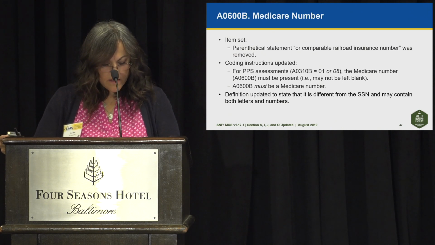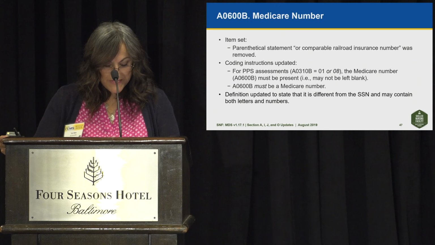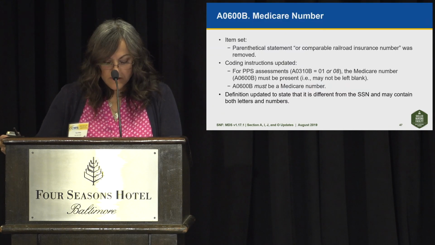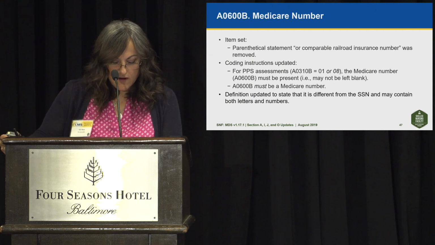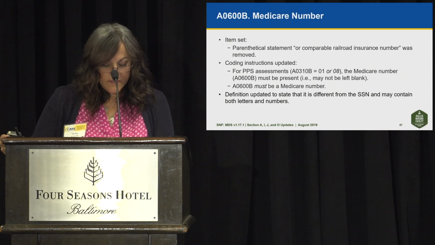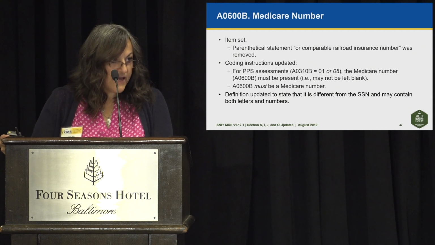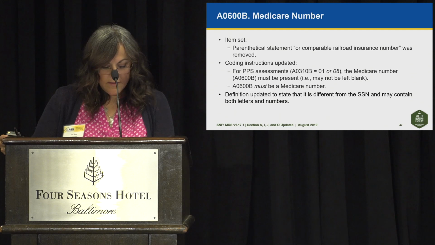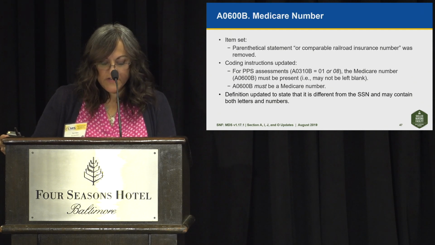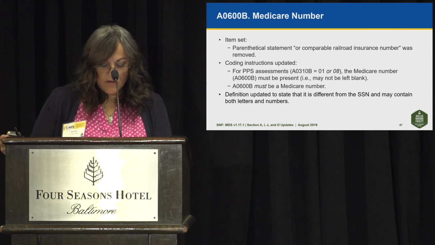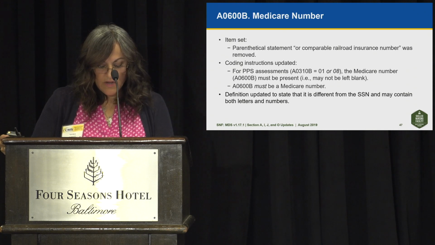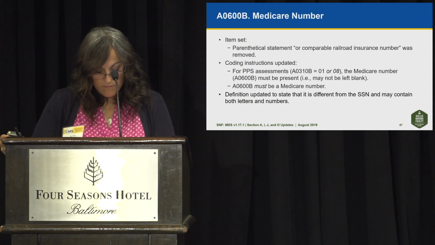The update made in A0600B was that the parenthetical statement that was there, which was "or comparable railroad insurance number," was removed, and the coding instructions were updated to add code 08 for the IPA, and to say that A0600B must be a Medicare number. The definition also changed to state that the Medicare number is different. It used to say it may be different from the Social Security number and may contain both letters and numbers.